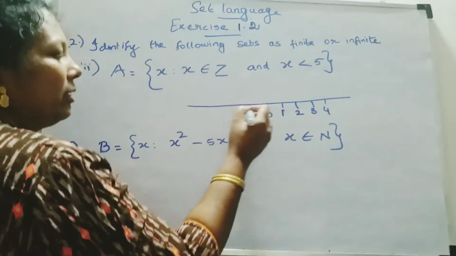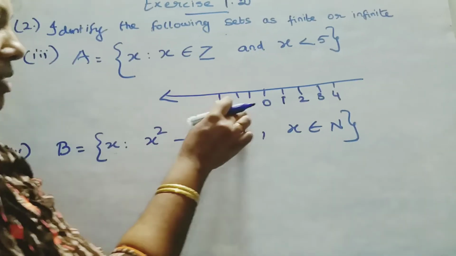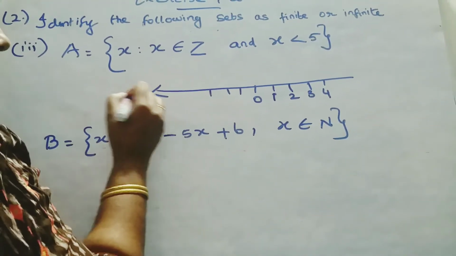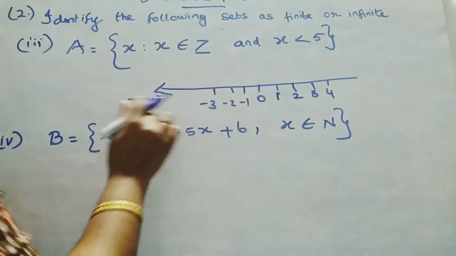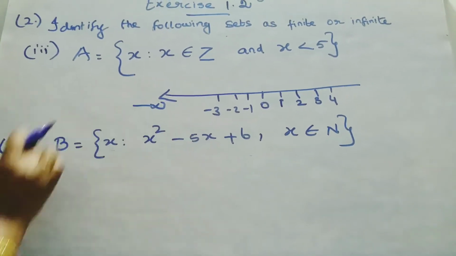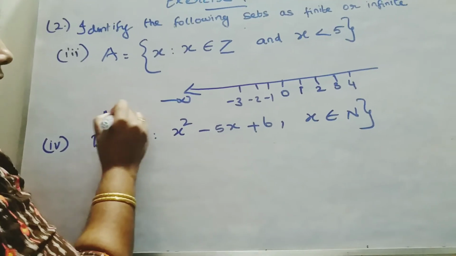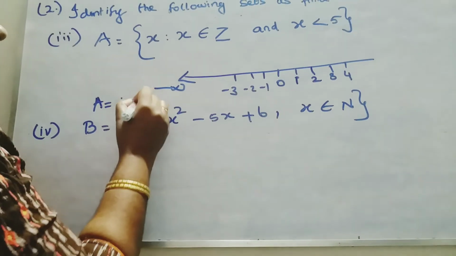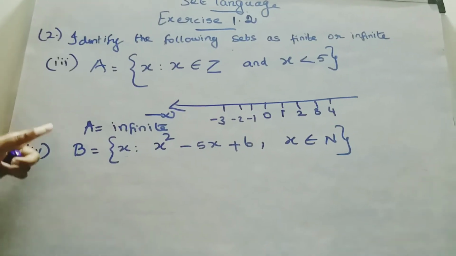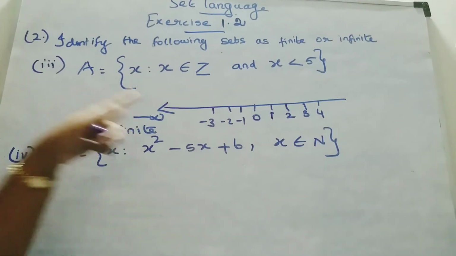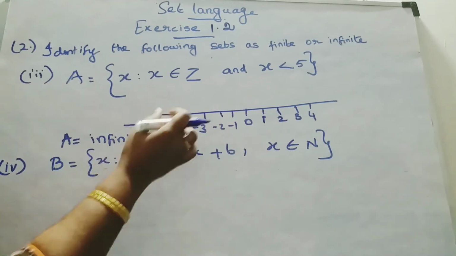Here, if you see, it is a set of integers, which means it goes on like this to infinity and minus infinity. So here minus 1, minus 2, minus 3, etc. You cannot count this, so you can say this set A is infinite. You can't count the number of elements in this set A because it goes on in the negative direction.